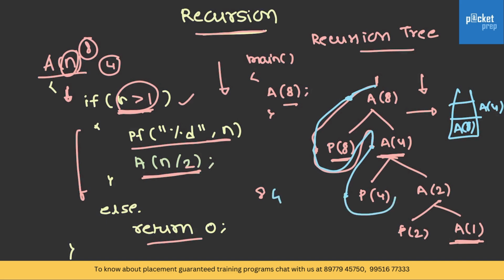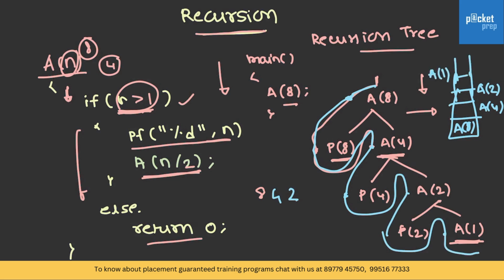So 4 is printed. And again a of 2 function call has been made, so a of 2 will be pushed onto the stack, and the value 2 will be printed. Finally a of 1 will be pushed onto the stack, and the a of 1 execution has been completed at this point. So a of 1 will be popped from the stack when the control flow has reached this point.